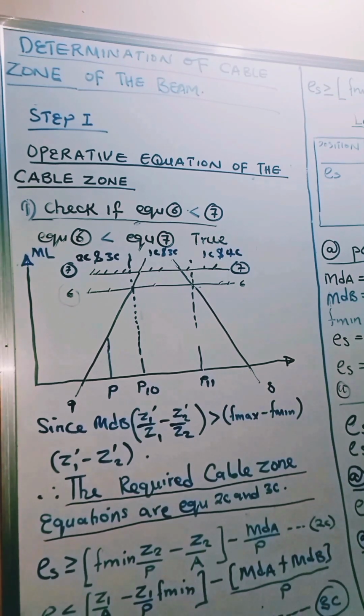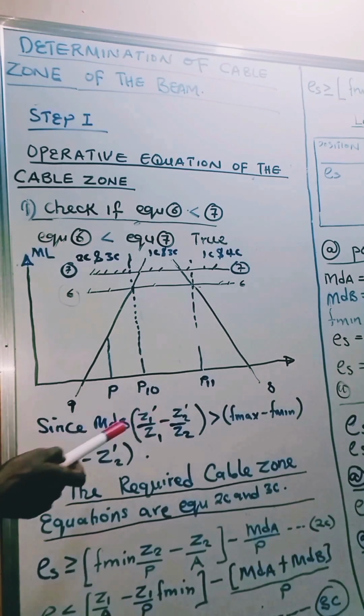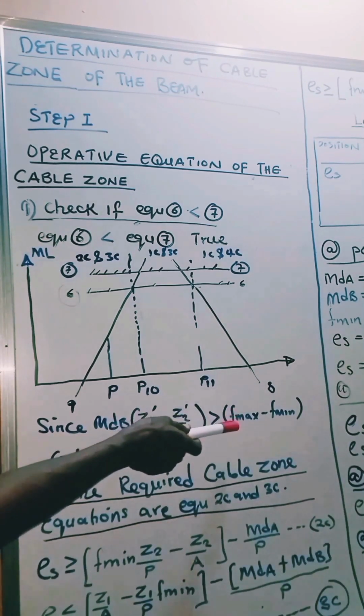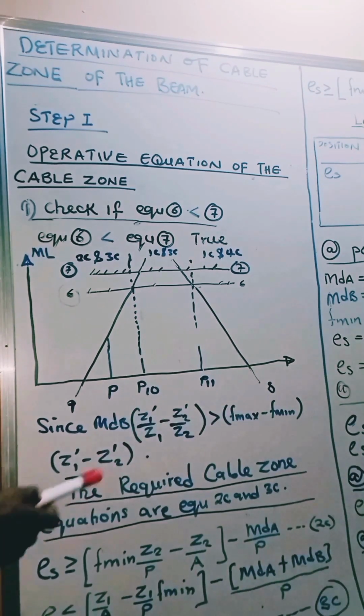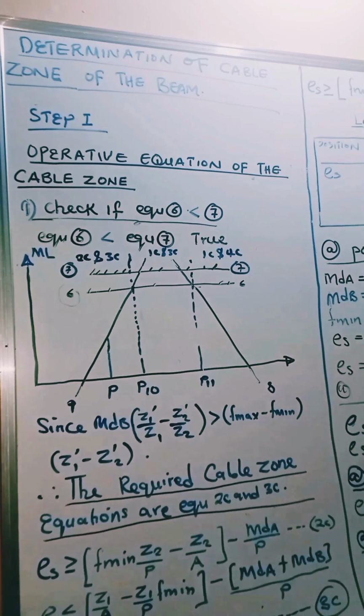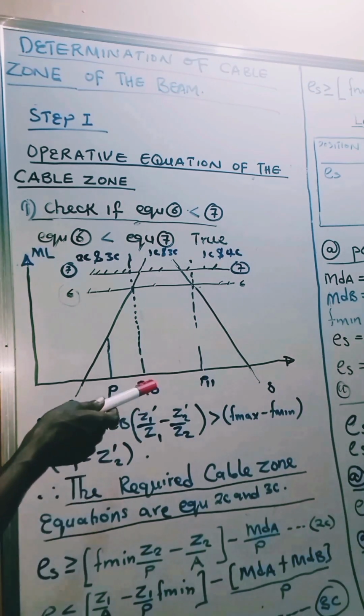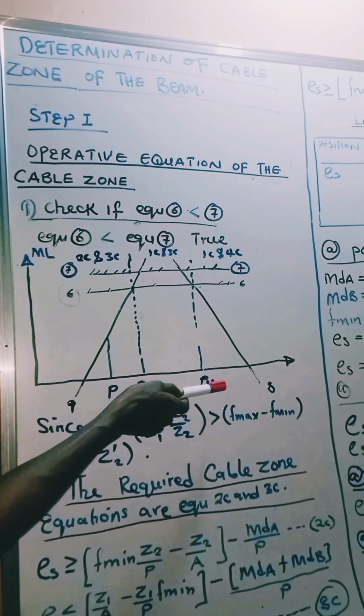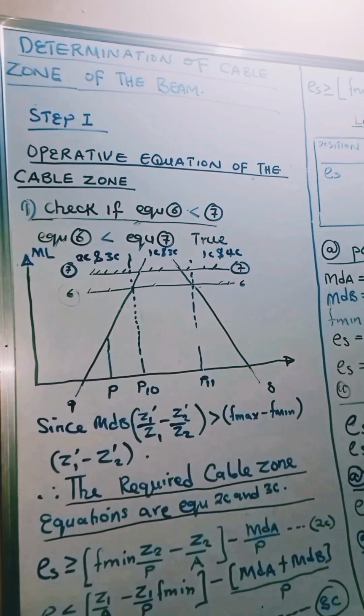But in a case where you have equation 7 greater than 6, of course, what you are going to have is that this MDB that is greater than F maximum minus F minimum will now be lesser than this. And of course, if you have equation 6 greater than 7, you will have that equation 10 shifts to this side, while equation 11 shifts to this side. So that is the simplest way to calculate it.